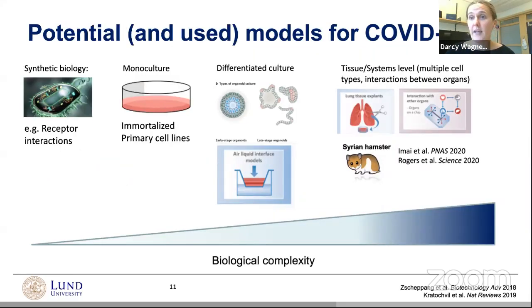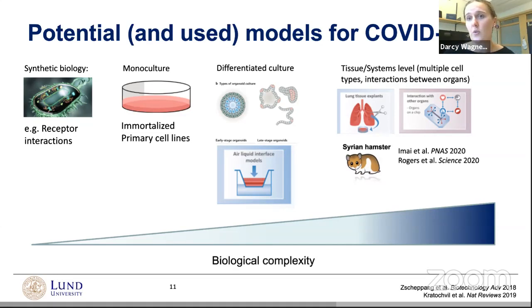Really, there's a variety of different models that exist for studying COVID-19 or SARS-CoV-2 entry that span all the way from synthetic biology. So if you were interested in looking at receptor interactions, there are a lot of potential tools with synthetic biology, monoculture, differentiated culture, and you can really see that, depending on your research question, these build with increasing biological complexity.